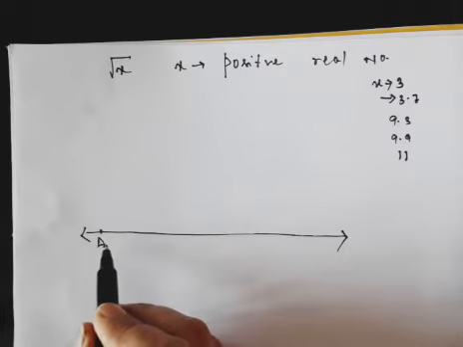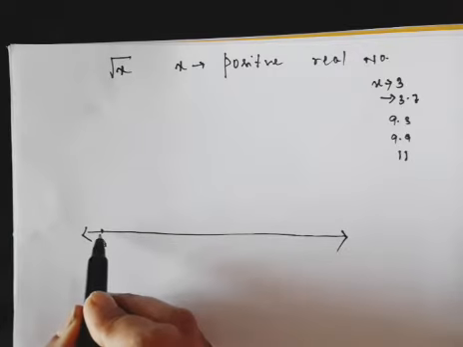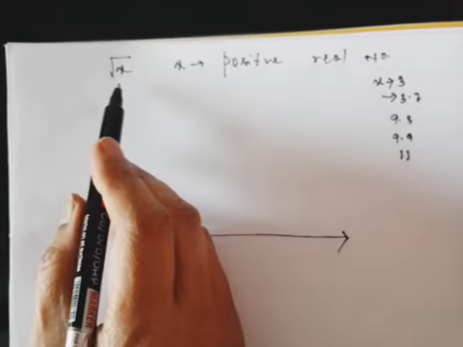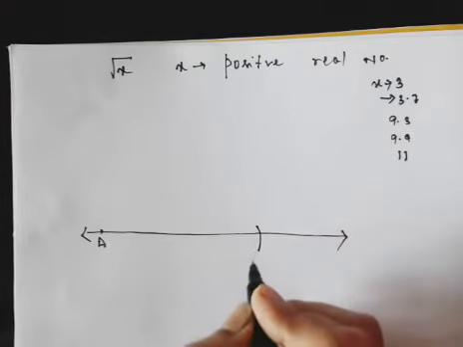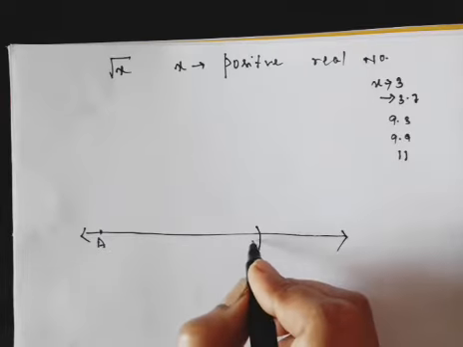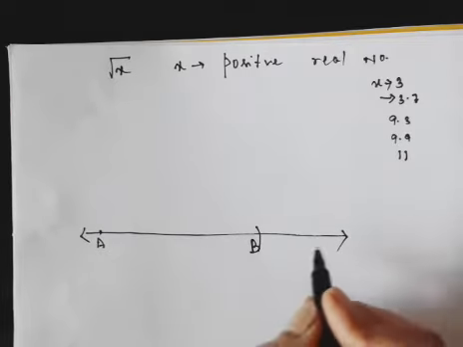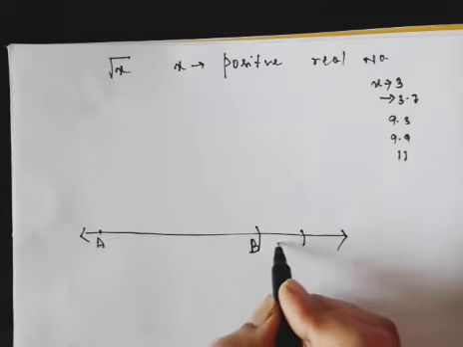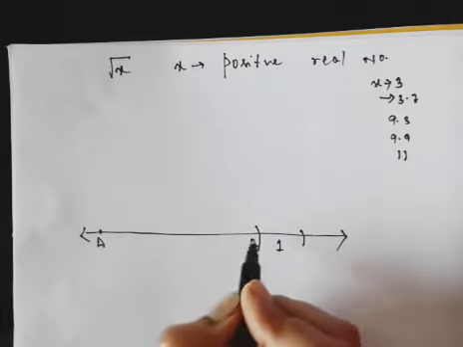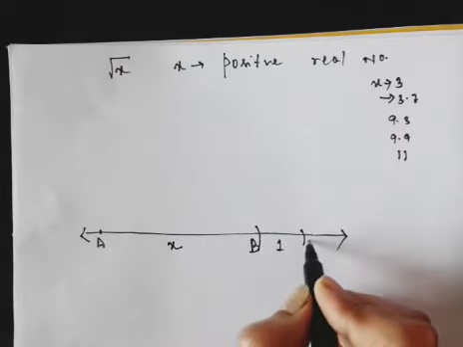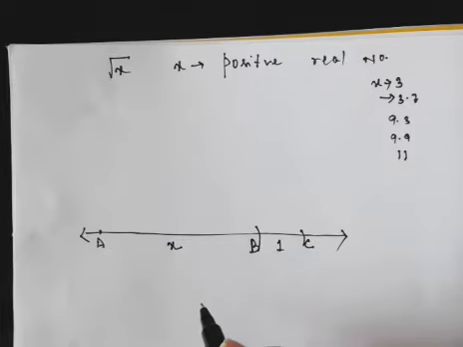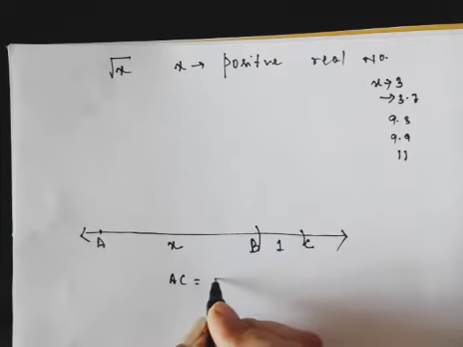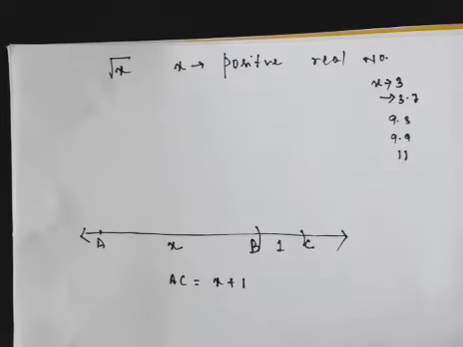So the first step is taking A as center, you cut an arc of length x unit length. Let the point be B. Then after that, from B you cut an arc of 1 unit length. So A to B is x unit length and B to C is 1 unit length. Now this total AC is equal to x plus 1 unit length.